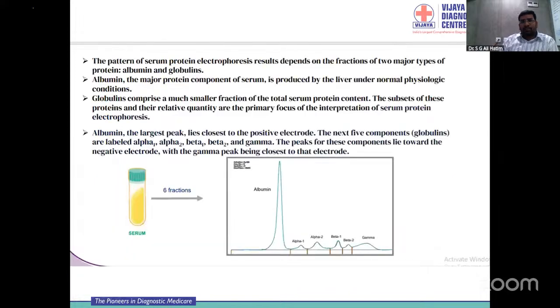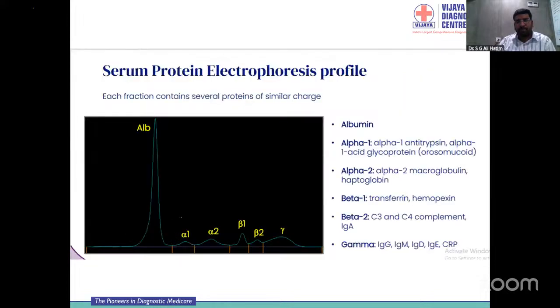So this is the graph we get after running the samples by capillary electrophoresis. There you can see different fractions of proteins, basically albumin and globulins. In globulins we have different fractions like alpha 1, alpha 2, beta 1, beta 2, and gamma. The graph seen here is the normal graph. This is how a normal electrophoretic pattern appears when we run a normal sample.